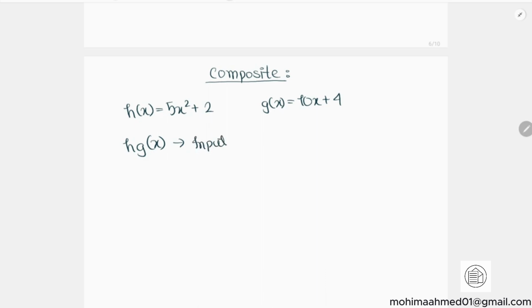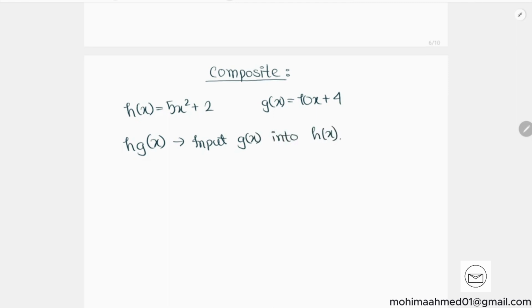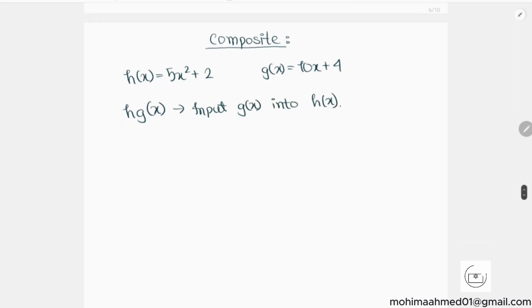So input gx into hx. If I carry on doing the working, at first you will write hx separately. The hx equation was 5x squared plus 2, and now the value of gx, or the equation of gx, will be working as a value of x for this hx equation. So you can write h of gx. It indicates that instead of writing x, now we have written gx inside the bracket, which means that gx is now acting as a value of x, right? If you remember the input function, this is related to the input function.